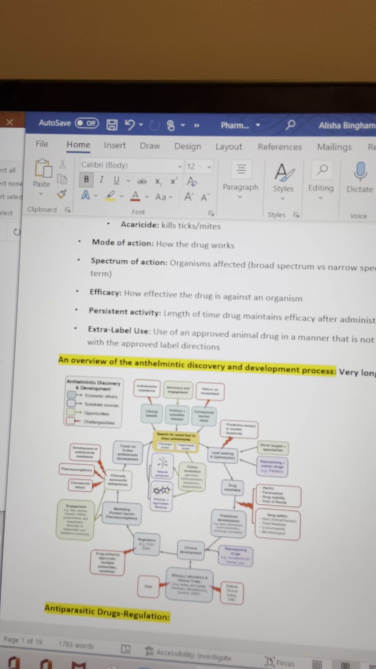So, an overview of the anthelmintic discovery and development process. It's very long, and it's hard to get things approved also. Then we have anti-parasitic drug regulation, which is by the Food and Drug Administration, the FDA, through the Center for Veterinary Medicine. The CVM is the legal authority to approve and regulate drugs for animals.